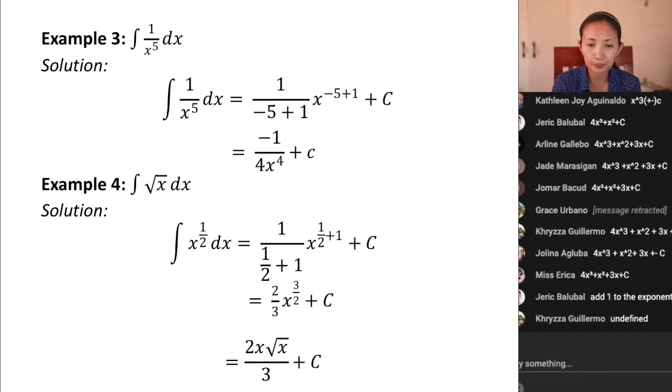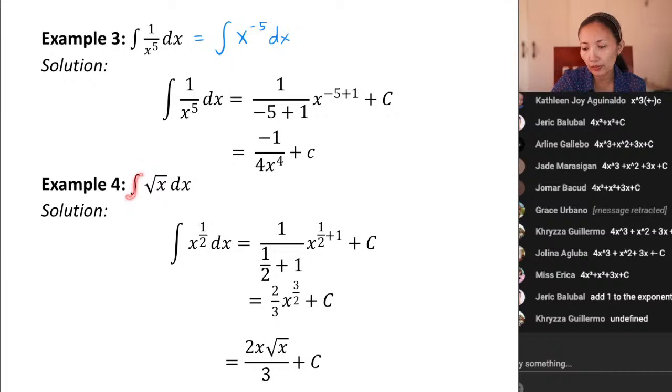We move on to example number 3. How about 1 over x to the 5th power? By your laws of exponents, we can write this as x raised to negative 5 dx. Can we still make use of the power rule? Yes. Applying the power rule, 1 over negative 5 plus 1 times x raised to negative 5 plus 1 plus the arbitrary constant c. When simplified further, this will be 1 over negative 4 times x raised to negative 4. Make the exponent positive by moving it into the denominator. So finally, it's negative 1 over 4x to the 4th plus c. Other questions at this point? If there are no questions, then we proceed to example number 4.